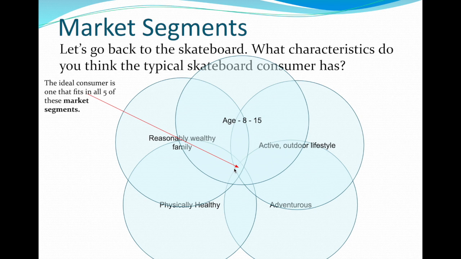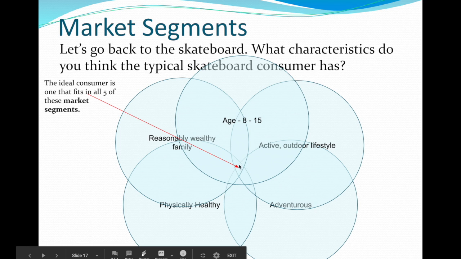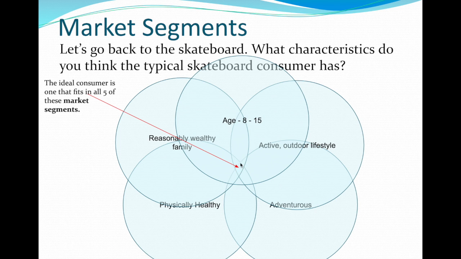So of all the people that are going to buy that particular skateboard, they're all going to be aged 8 to 15. They're all going to be active. They're all going to be adventurous. They're all going to be healthy. And they're all going to be reasonably wealthy because it looks like an expensive skateboard. And so out of all these people, it's just this group that share all five of those characteristics. And that's how market segments work.